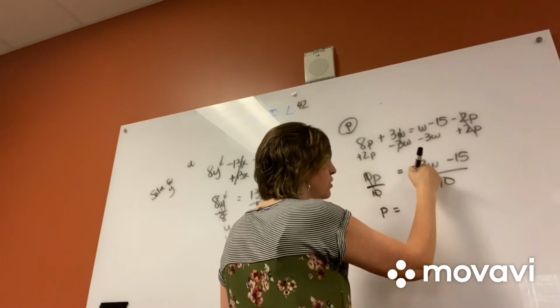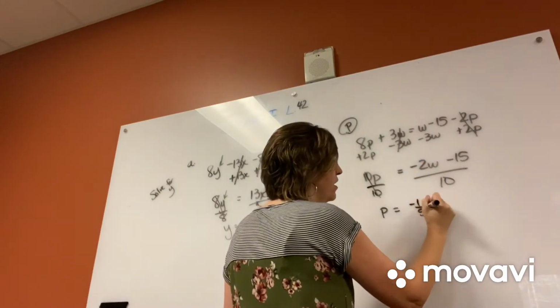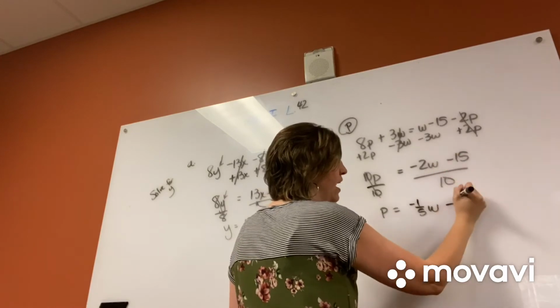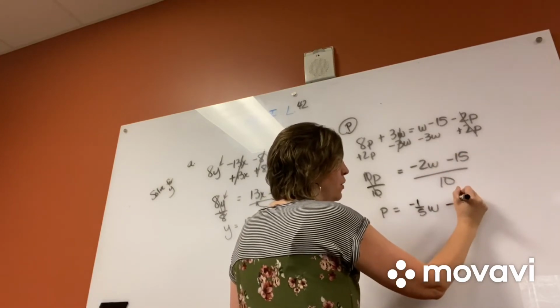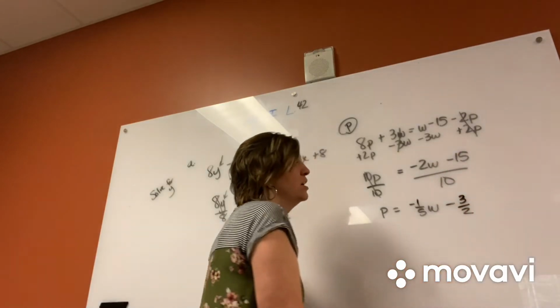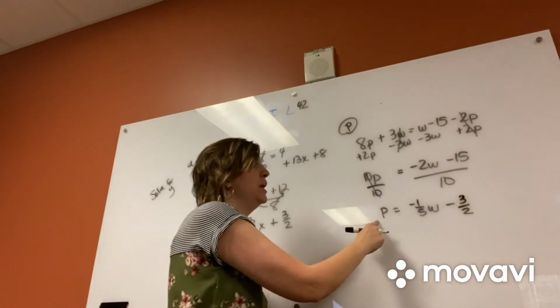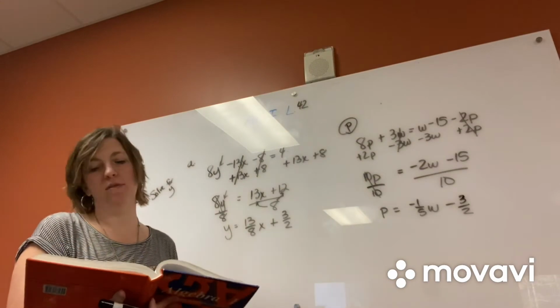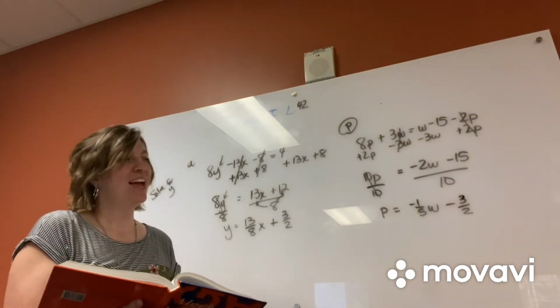So p equals negative 1/5 w minus, divide through by 5, reduce. So it would be 3/2. So that is my final answer. I've got p by itself and I've solved it in terms, even though there's more than one variable. So great job. All right.